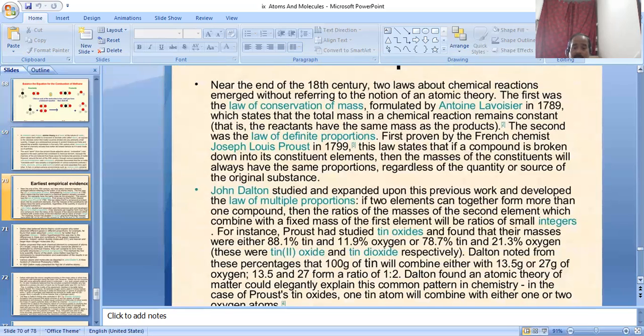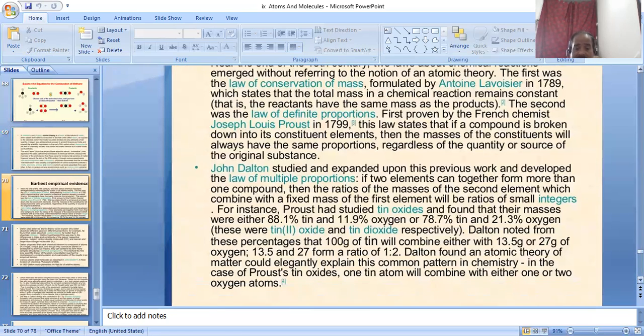Dalton found that an atomic theory of matter could elegantly explain this common pattern in chemistry. So in the case of tin oxides, one tin atom will combine with either one or two oxygen atoms.